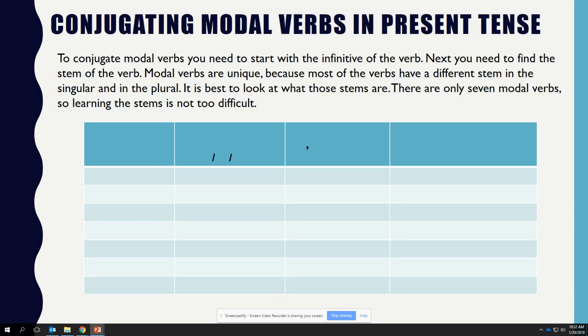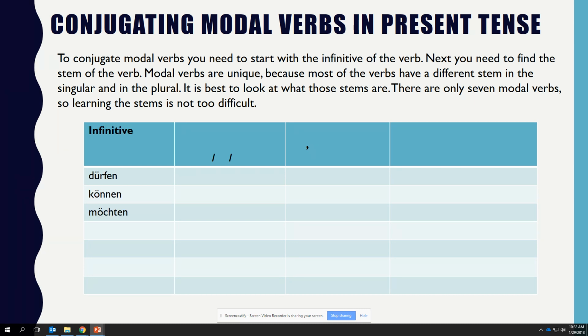To conjugate modal verben, you need to start with the infinitive of the verb. Next, you need to find the stem of the verb. Modal verben are unique because most of the verbs have a different stem in the singular and in the plural. It is best to look at what those stems are. There are only 7 modal verben, so learning the stems is not too difficult. We'll start with the infinitive.